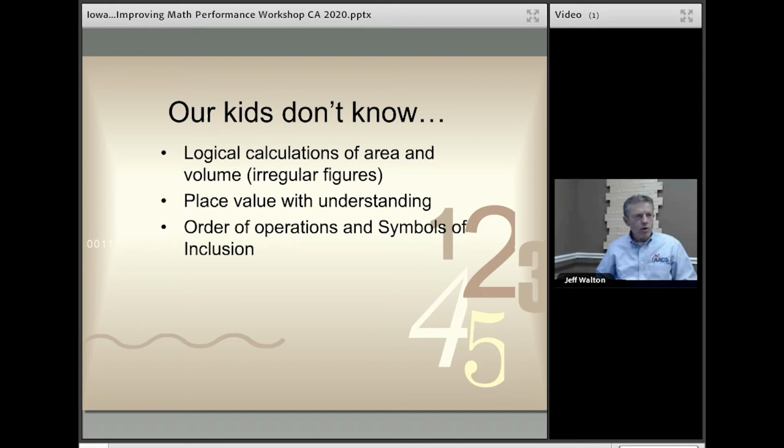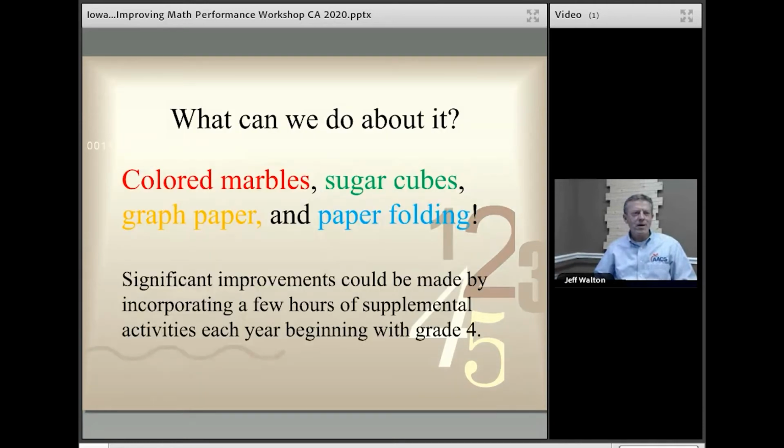Order of operations and symbols of inclusion. Simple algebraic equations and models. Just that expression sounds confusing to many elementary teachers, but we'll illustrate it, and I think you will say, oh, is that all that is? So what can we do about it? Those are the areas. Now we're going to go back through and address them one at a time with some ideas about how you might improve instruction.